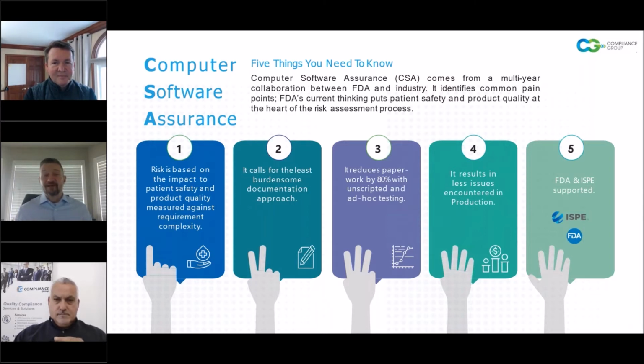So let's talk about the 5 things you need to know about CSA. First of all, risk is measured by looking at potential impact to product quality, patient safety, and data integrity measured against the requirements complexity, whether it's out of the box, it's configured, or it's custom. A lot of people ask, okay, this is the FDA, we're a global organization, how are other regulators going to see this? You've heard me say this, you've heard Cisco and Centia, the FDA say this.